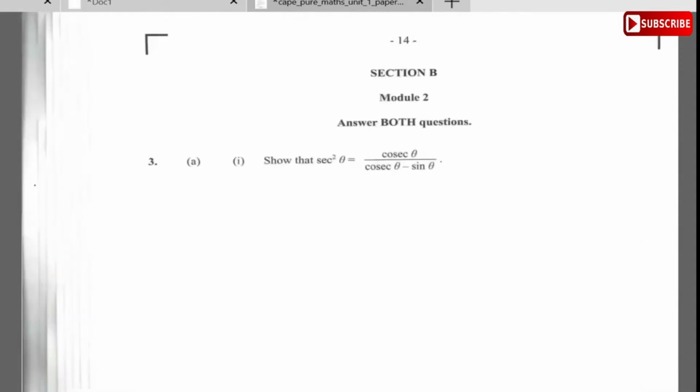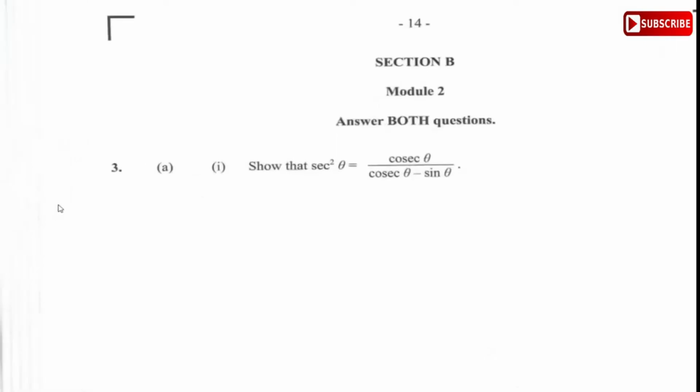So this question in module 2 says, show that sec squared theta is cosec theta over cosec theta minus sine theta. How much marks is this? Let me judge how many steps. 4 marks. All right. Now, to do this proof, sec squared is equal to this.